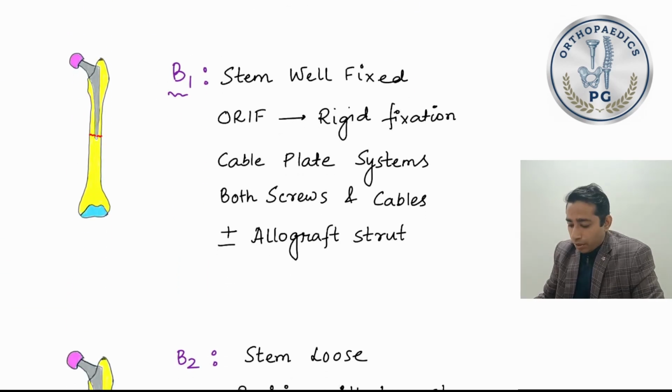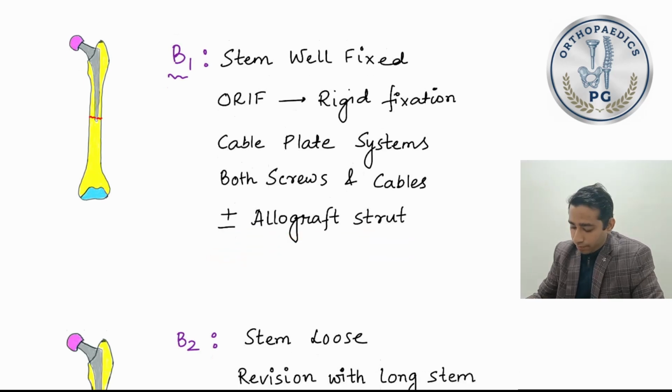In type B1, the stem is well fixed. The fracture occurs around or just distal to the tip and the stem is well fixed. And the treatment is open reduction and internal fixation, and a rigid fixation is recommended. The recommended systems are cable plate systems. Now these have options for both screws and cables. Now this fixation can be supplemented with an allograft strut.